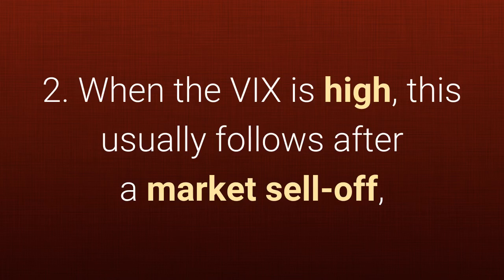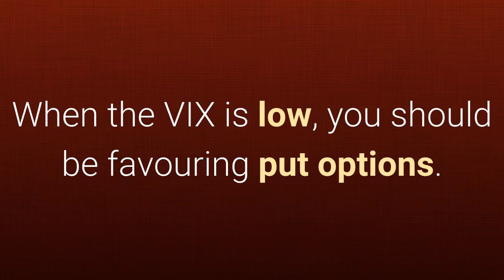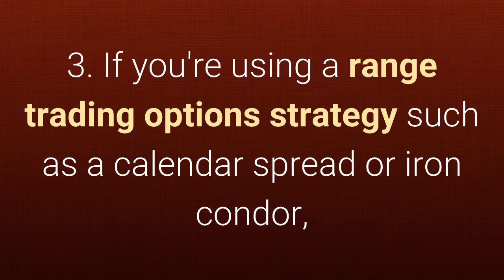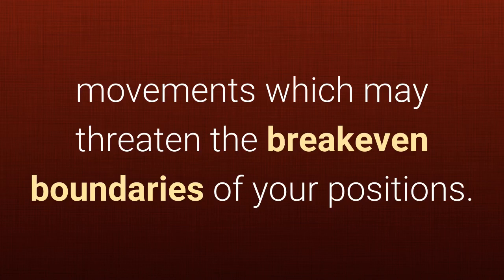2. When the VIX is high, this usually follows after a market sell-off, so you should be looking at buying call options as your preference. But when the VIX is low, you should be favouring put options. 3. If you're using a range trading options strategy, such as a calendar spread or iron condor, you want to be notified of any potential significant price movements which may threaten the break-even boundaries of your positions.